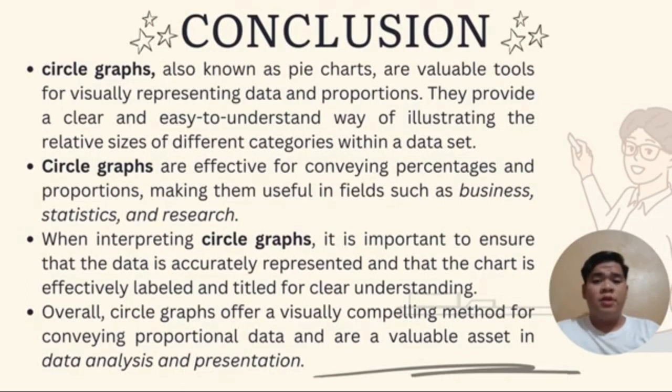So in conclusion, circle graphs, also known as pie charts, are valuable tools for visually representing data and proportions. They provide a clear and easy to understand way of illustrating the relative sizes of different categories within a dataset. Also, circle graphs are effective for conveying percentages and proportions, making them useful in fields such as business, statistics, and research.